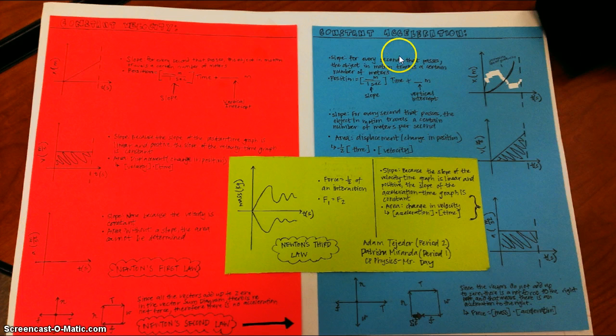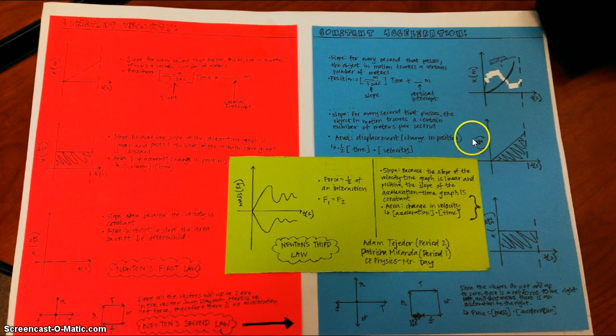On this side, we have constant acceleration. The explanations for position and velocity are basically the same as these ones, but the only thing that's different is the slope of the graphs, because the slope of the position-time graph is curved this time, and because it's curved, the velocity-time graph is going to be slanted and linear.